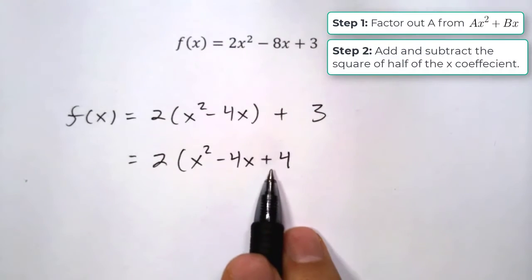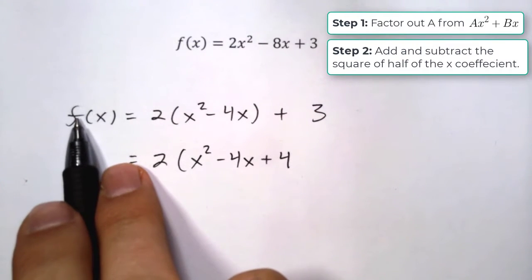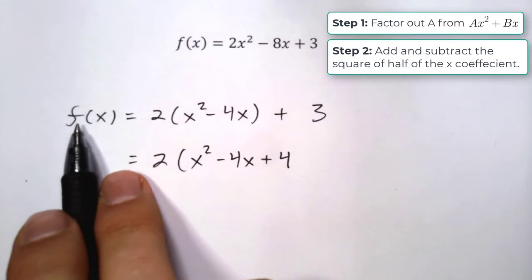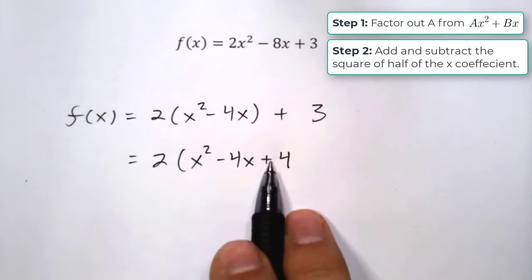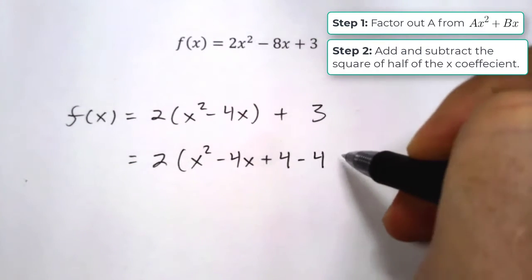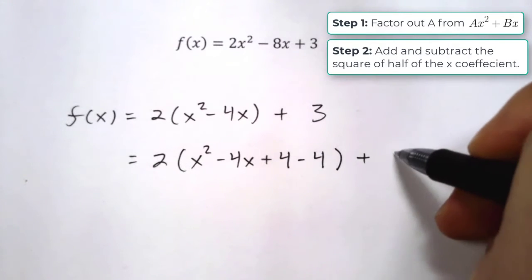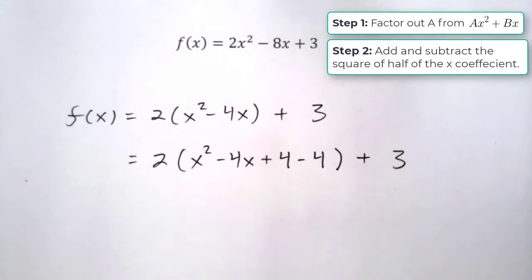Now if I add 4, I've changed the function. It's not the same function anymore. I don't want to change the function. I want to keep it the same function. So if I add 4, I have to also subtract 4 to preserve the function that we started with.